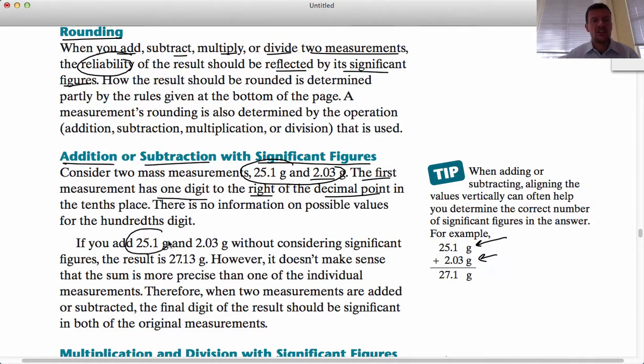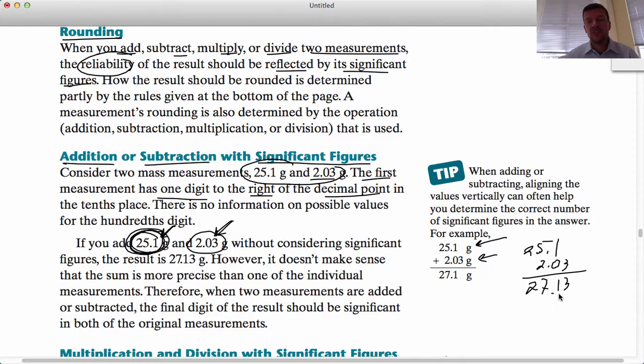So if we add 25.1 and 2.03, you'll notice that this first measurement is taken out to the nearest tenth. This second measurement is taken out to the nearest hundredth. But our answer cannot be left to the nearest hundredth because we used an instrument over here that was only accurate or only precise to the nearest tenth. So our answer has to be rounded off to the nearest tenth. So if you take 25.1 and you add 2.03, of course, you're going to get 27.13.